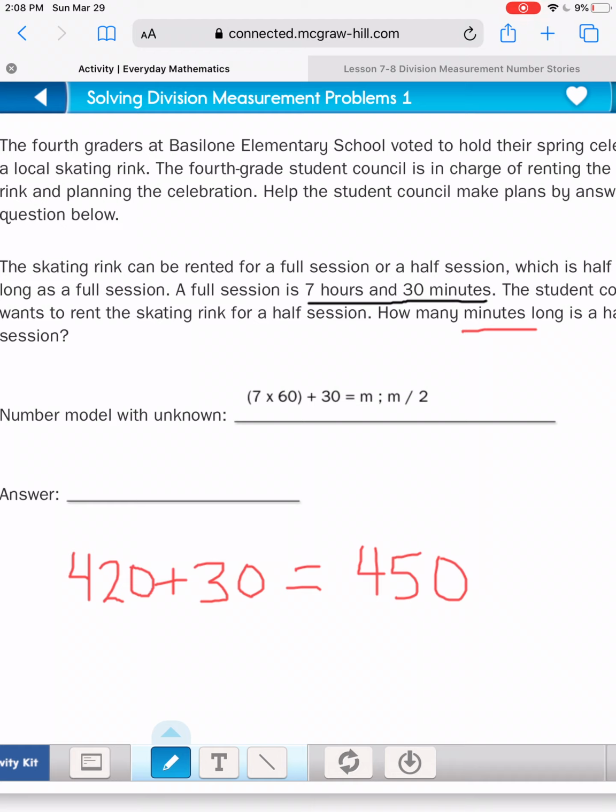So now I am going to take my 450 and divide it by 2. And that is what we are going to try to find out right now. So go ahead, take a moment to solve that problem, 450 divided by 2. And remember, we're dividing that by 2 because we want to know what half of a session is in minutes. Go ahead and figure that out, boys and girls. 450 divided by 2.